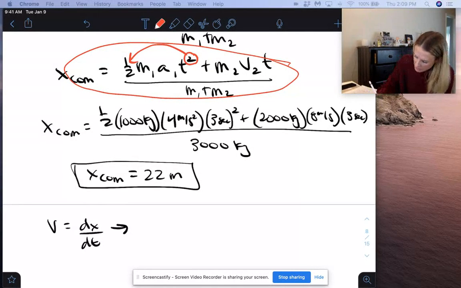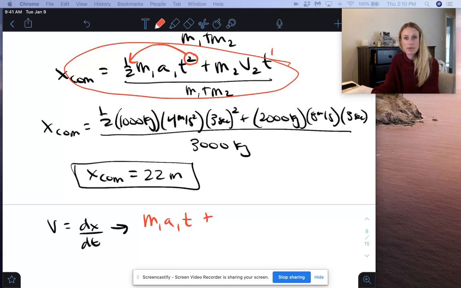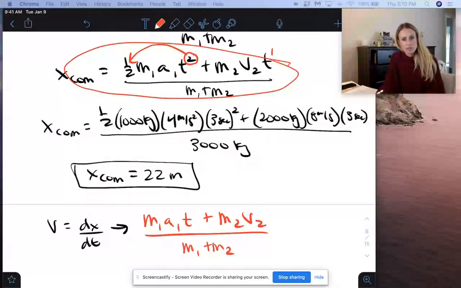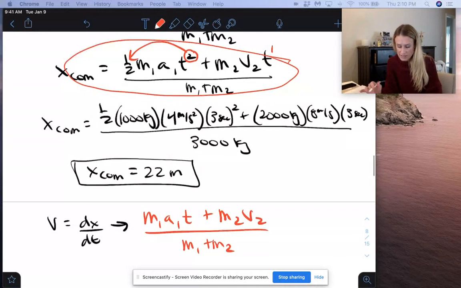So I end up getting 2 times 1/2, which is just 1. So we get mass 1, acceleration 1 times time, plus, and then of course the exponent for that second time right there is 1. I'm multiplying that whole thing by 1, subtracting 1, so I get t to the 0 power, which is just 1. So the derivative of that is m2 v2, and then of course I'm still dividing by m1 plus m2, because those are constants as well. So this is my equation for velocity.